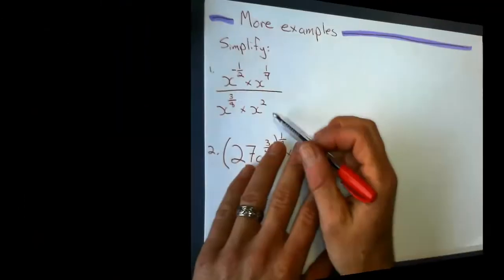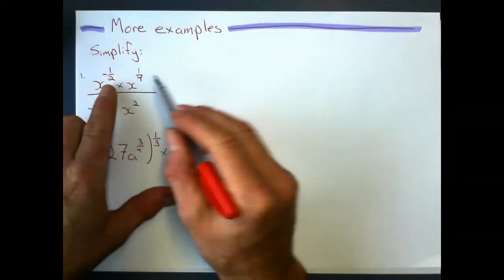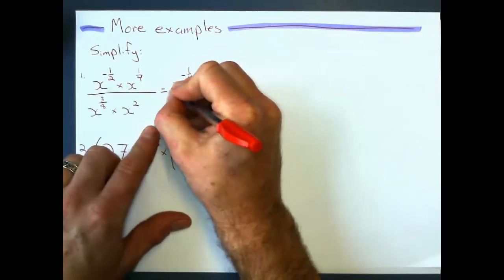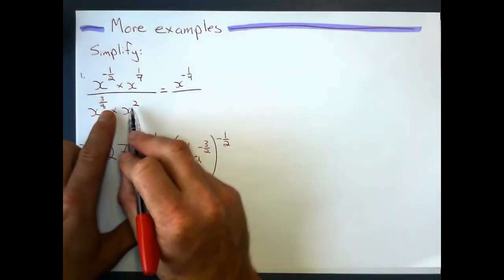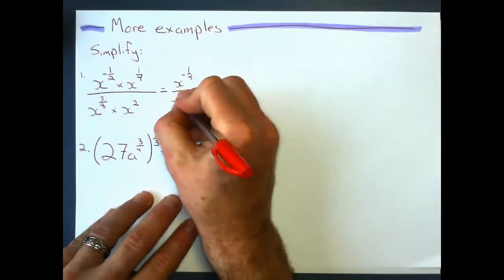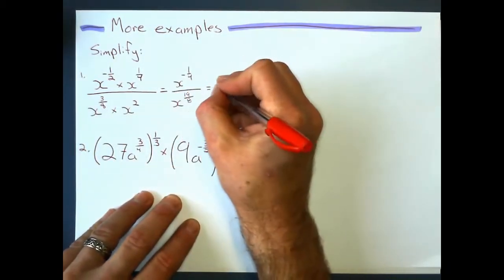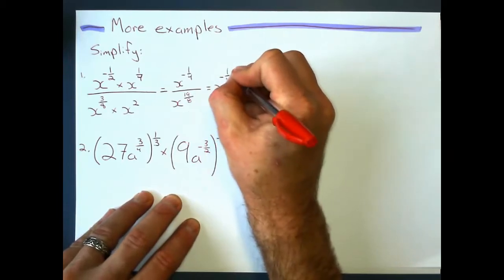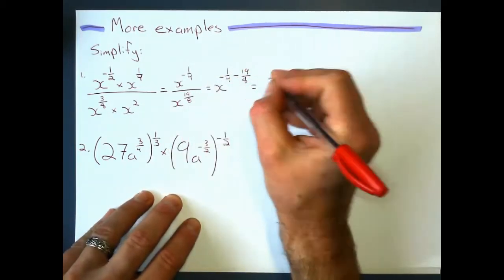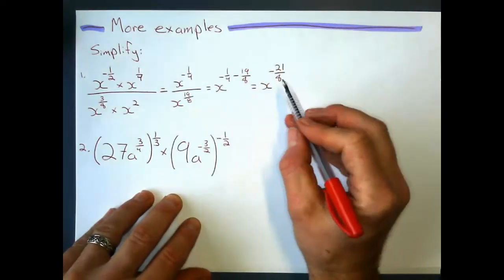Let's look at some hard examples. Here we go. Look at these. Lots of fractional exponents. When multiplying powers, I add these exponents. Negative 1/2 plus 1/4 is negative 1/4. Down here, 3/8 and 2. I'm going to add those exponents. 3/8 plus 2 gives me 19/8. Division of powers. What do I do? I subtract the exponents. So I do negative 1/4 minus 19/8 gives me x to the negative 21/8.